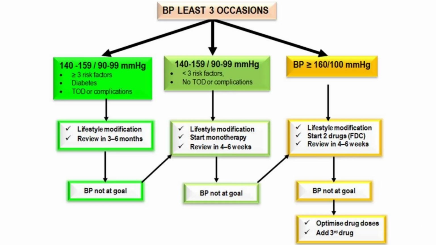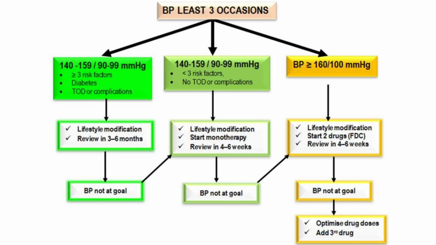This diagram shows the treatment approach according to the blood pressure. After recording the patient's blood pressure on at least 3 separate occasions, drug treatment should be considered. Grade 1 hypertension in patients with 3 or more risk factors, or diabetic, or have target organ disease or complications, is managed with lifestyle modification and then reviewed in 3 to 6 months. If the blood pressure is not at goal on review, continue lifestyle modification and start monotherapy.